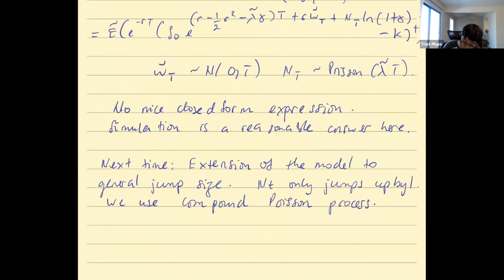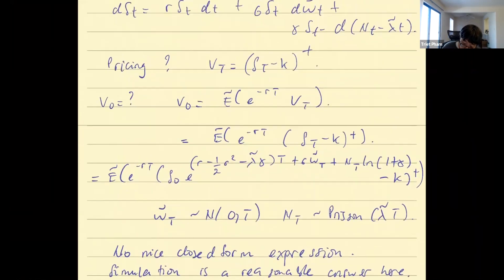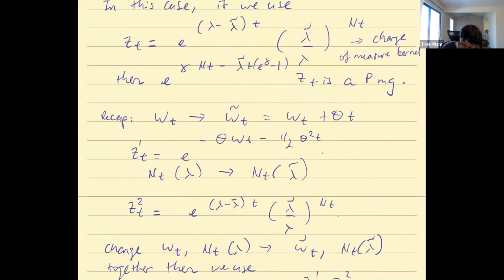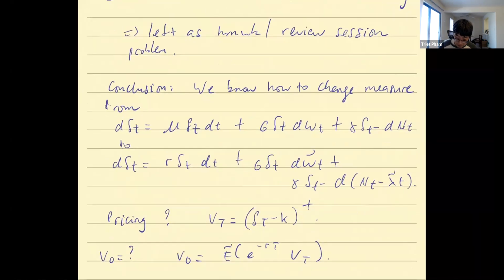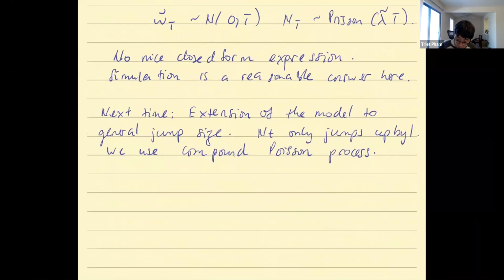Basically, we will introduce a random jump size, once you jump. And once you introduce this, you know what the procedure is. You have to revisit the whole thing and ask, what's the change of measure kernel? How do I change it? What's the risk neutral probability? All those kinds of things. But it will not take long once we know what to do with the Poisson process.